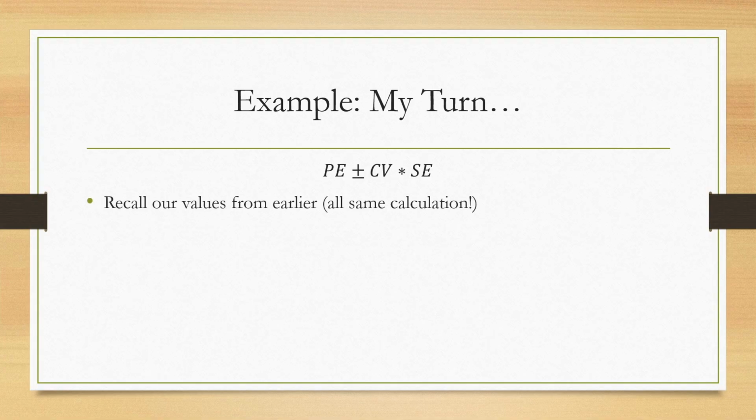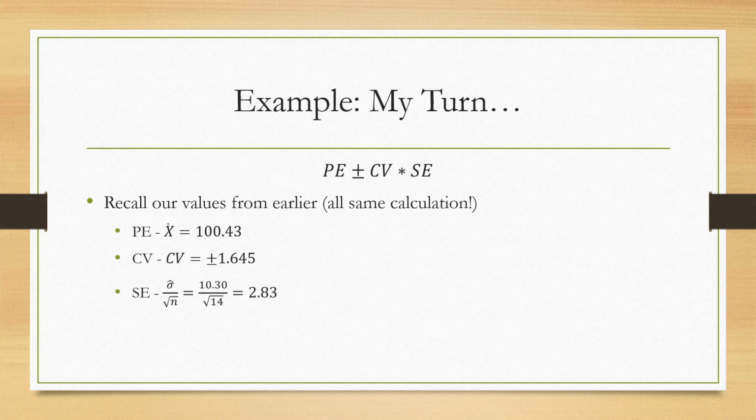So it's worth noting that all of these values are the same as earlier. Again, we're not doing anything new in terms of these components. We're just putting them together in a different way. Remember how we said it was the hypothesis test. We're putting our data on the scale of the distribution. Here we're putting the distribution on the scale of the data. So all of these are going to be the same. The X bar, 100.43, same as before. Critical value, plus minus 1.645, same as before.